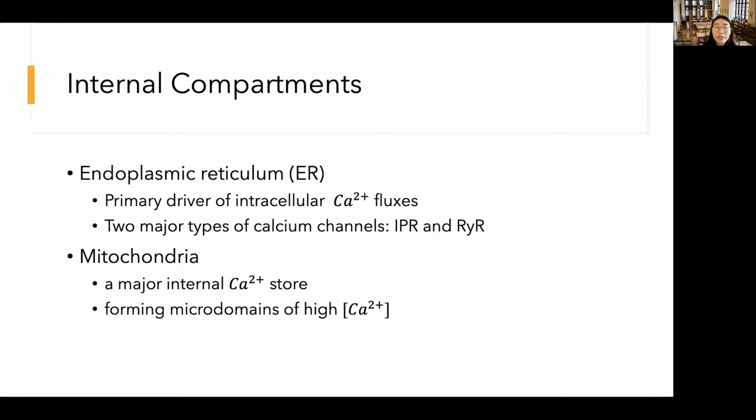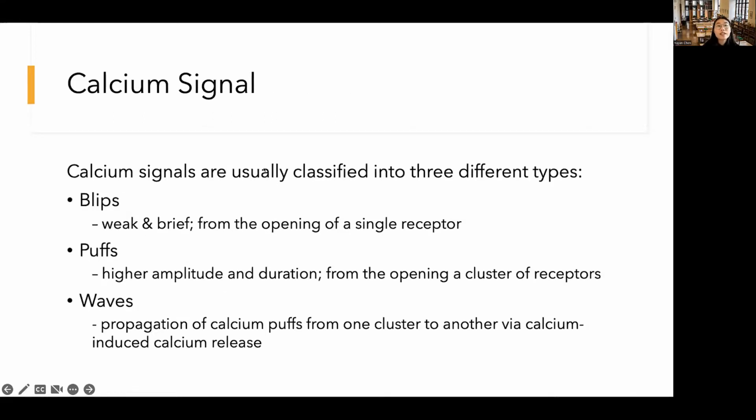Mitochondria are a major internal calcium store, and they form microdomains of high calcium concentrations. So there are 3 types of calcium signals in the astrocyte. The first is blips. Blips are weak and brief signals from the opening of a single receptor. And the other one is puffs. Puffs are higher in amplitude and duration, and they're from the opening of a cluster of receptors.